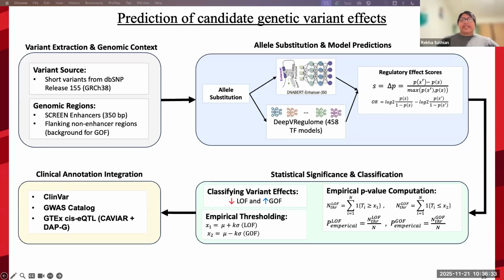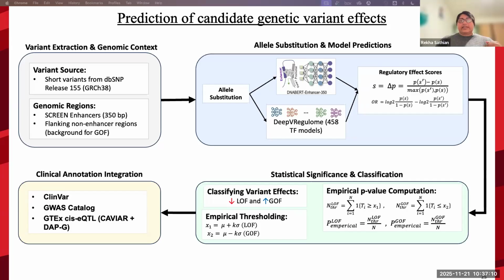And finally, we quantified the strength of this effect using probability differences, which is also termed as probability change, and also the log odds ratio. This allowed us to quantify whether a variant caused a loss of function, meaning reduced enhancer probability, or a gain of function where the enhancer-like activity increased compared to the reference. Further, we applied an empirical FDR threshold to highlight only the most confident loss of function and gain of function variants.